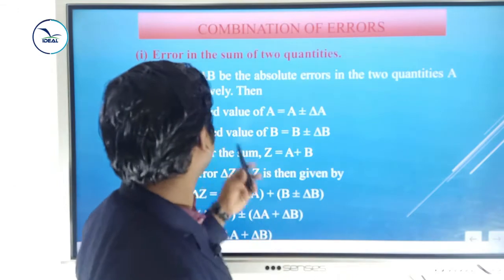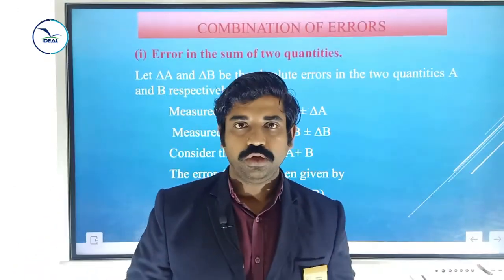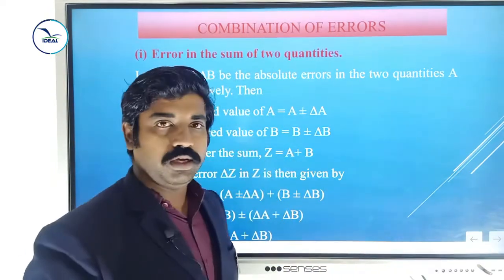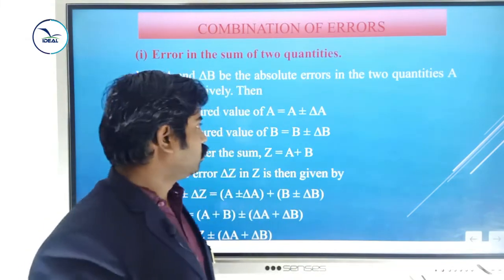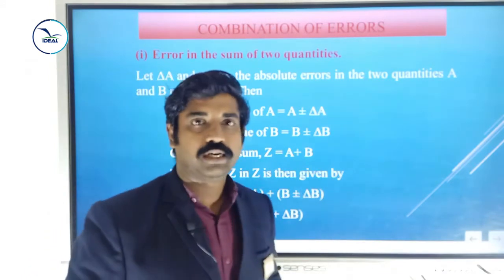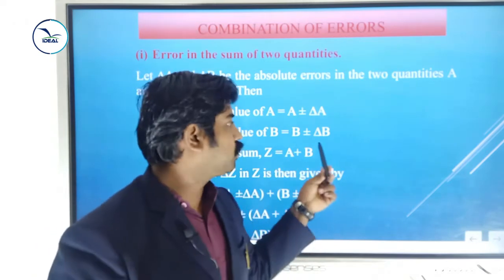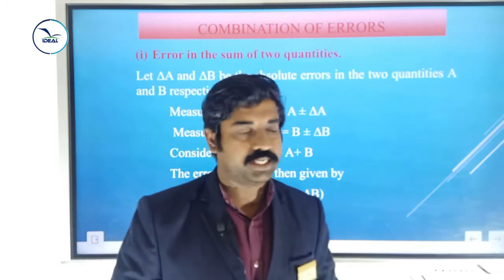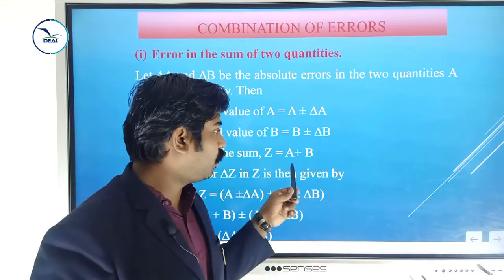Okay, so the first one, error in sum of two quantities. For that, we consider two measurements, A and B. A and B are two measured values. So we can say that A is measured as A plus or minus delta A. Likewise, B is also measured as B plus or minus delta B. Now we consider an equation Z equal to A plus B, the sum.